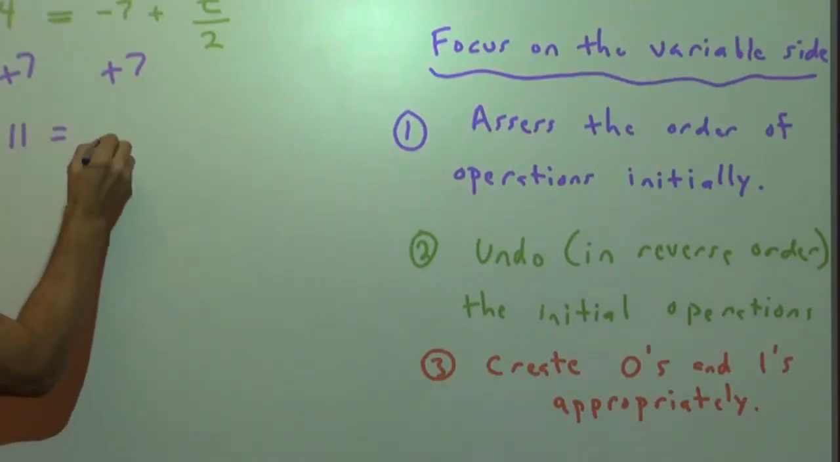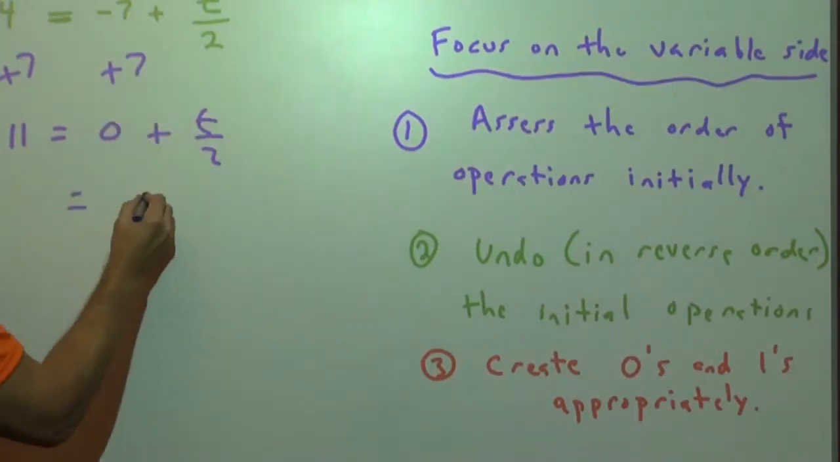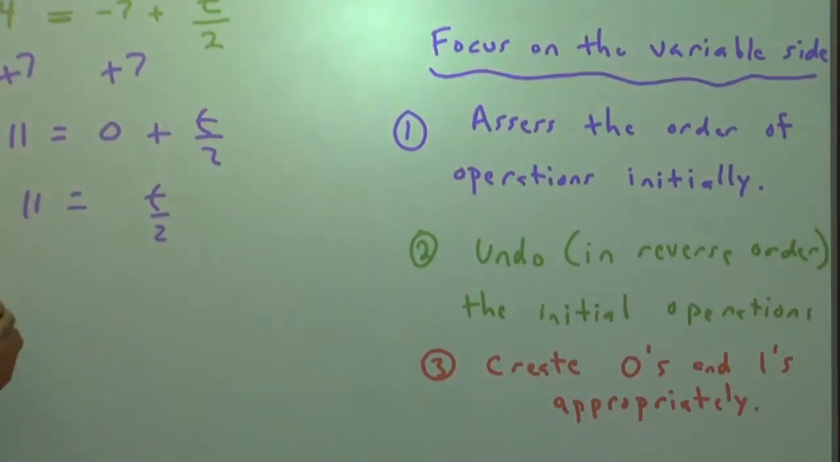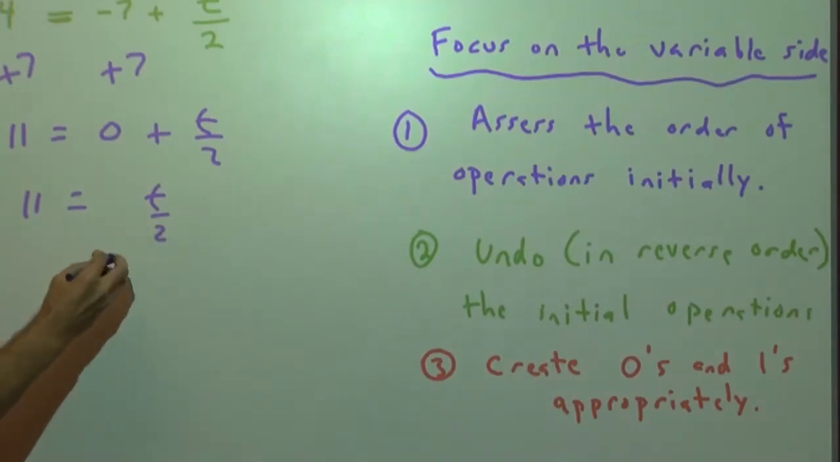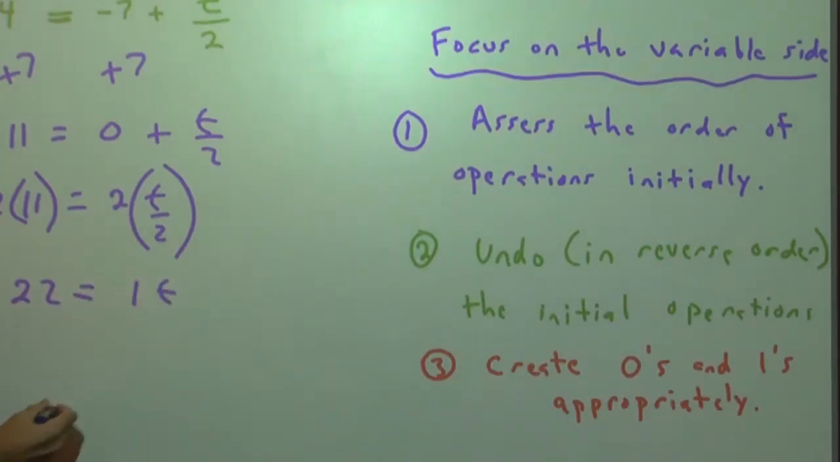We get 11 is equal to 0 plus t over 2. Well, 0 plus t over 2 is just t over 2. And then to undo division by 2, we would multiply both sides by 2. And our final answer, 22 is equal to 1t. Therefore, t is equal to 22.